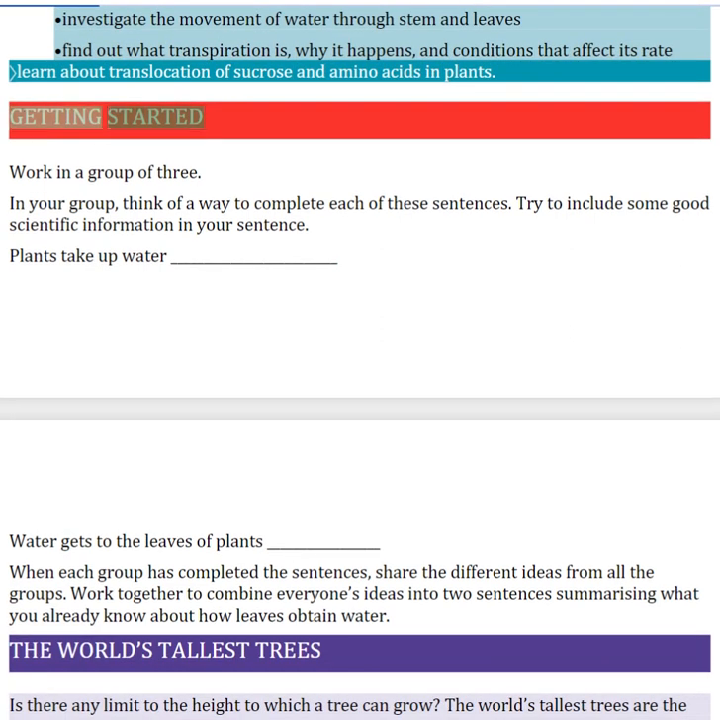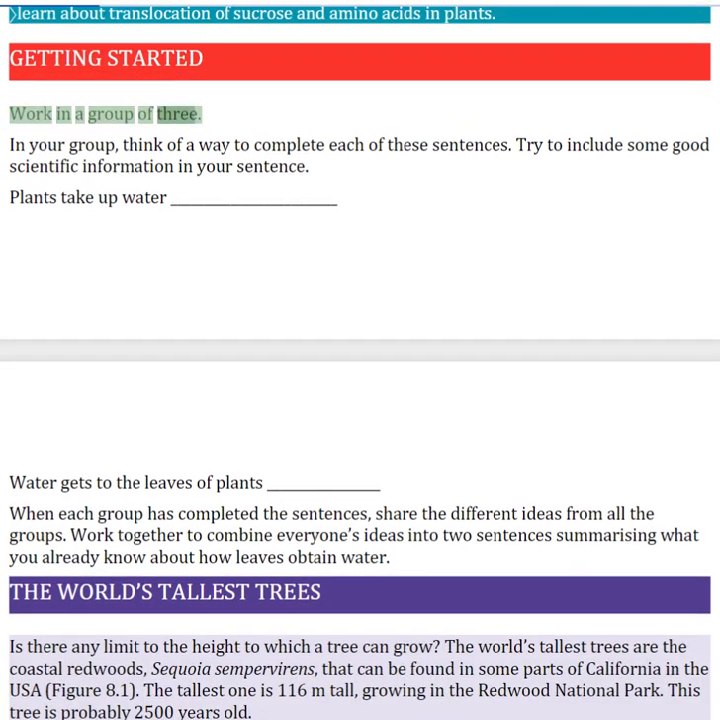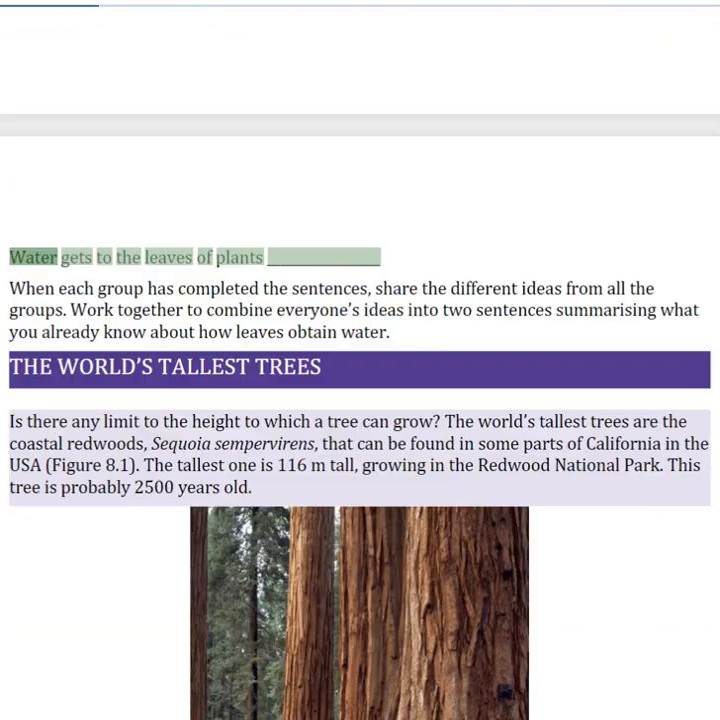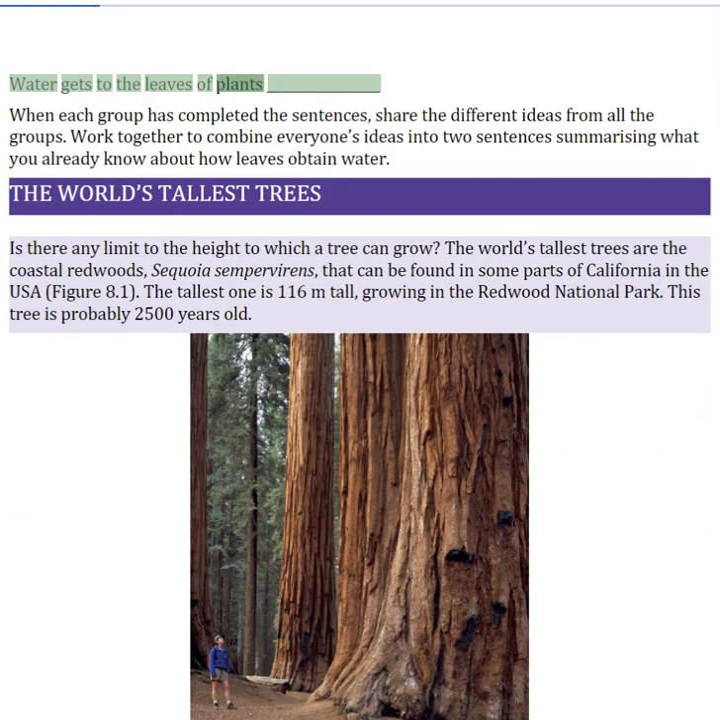Getting started. Work in a group of 3. In your group, think of a way to complete each of these sentences. Try to include some good scientific information in your sentence. Plants take up water. Water gets to the leaves of plants.